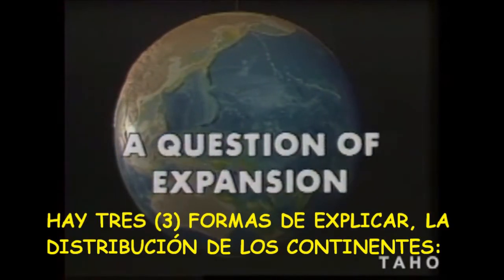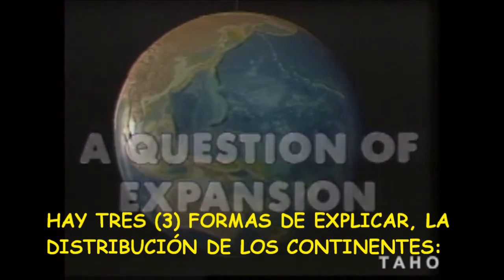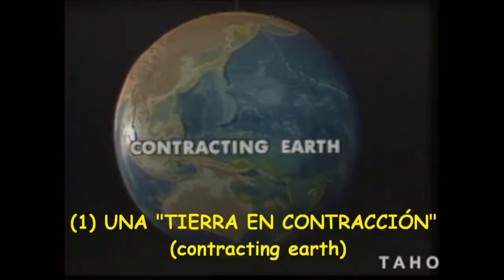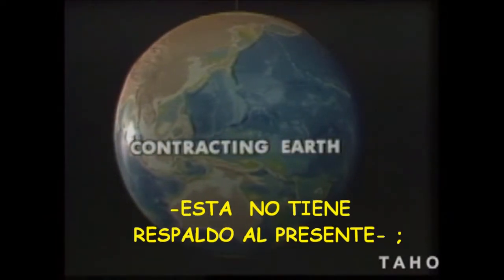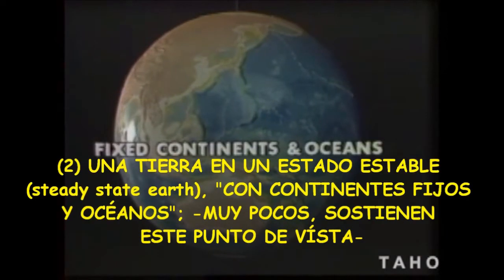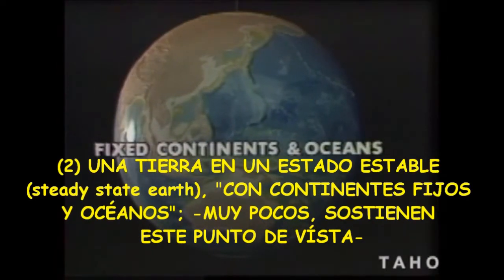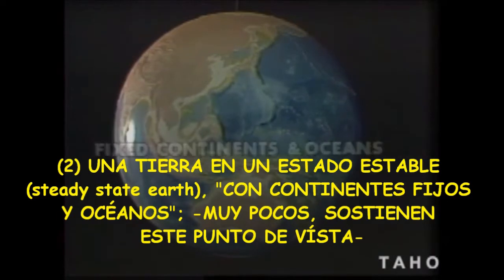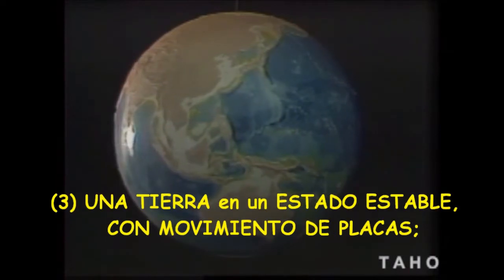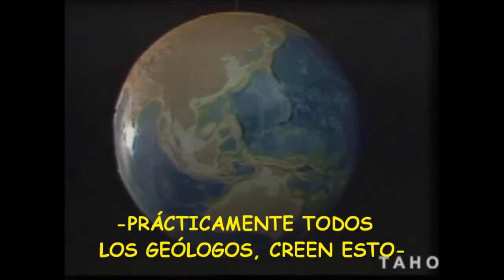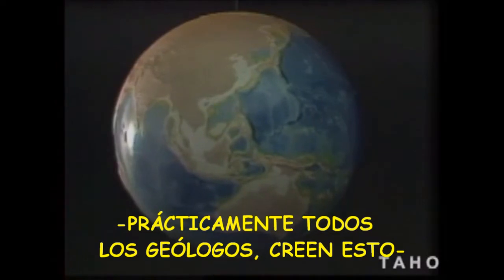There are three ways of explaining the distribution of continents. A contracting Earth. This has no supporters at present. A steady-state Earth with fixed continents and oceans. Very few hold this view. A steady-state Earth with plate motion. Nearly all geologists believe this.